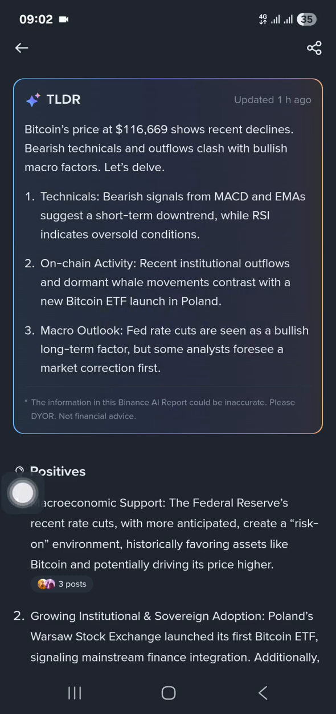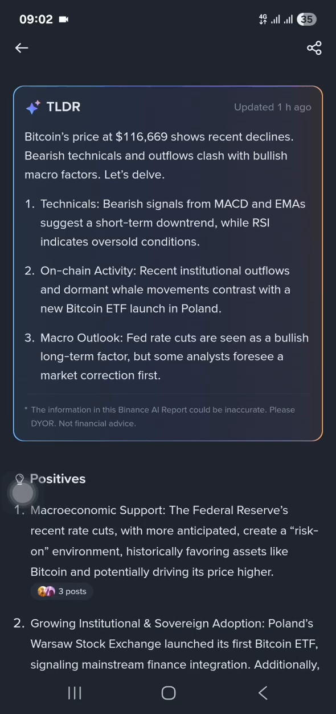Now, macro outlook, Fed rate cut. That was the one I was referring to as a bullish long-term factor, but some analysts foresee a short-term macro market correction, though because of the Fed rate cut, it signals a bullish trend. Let me tell you this thing. Anytime you see the Fed, that's the Federal Reserve, reduce rates, it signals bullish. When they increase rates, it signals bearish. Never forget that. When rates remain constant, it signals market continuation. Never forget that.